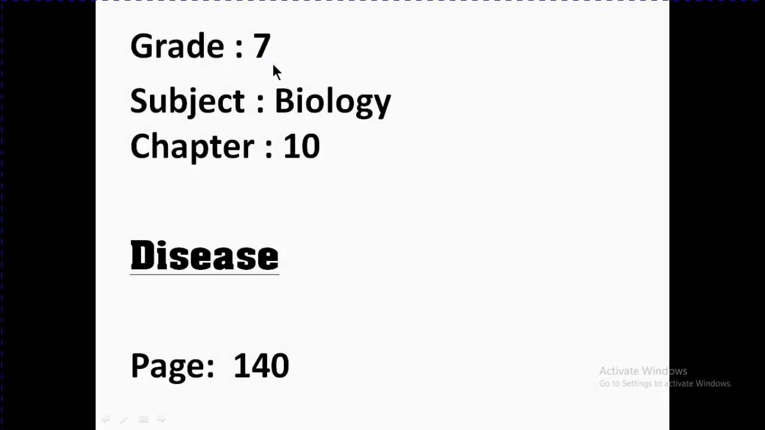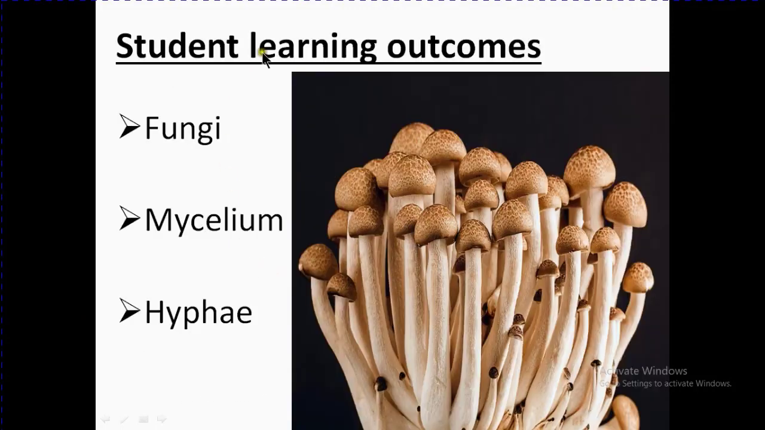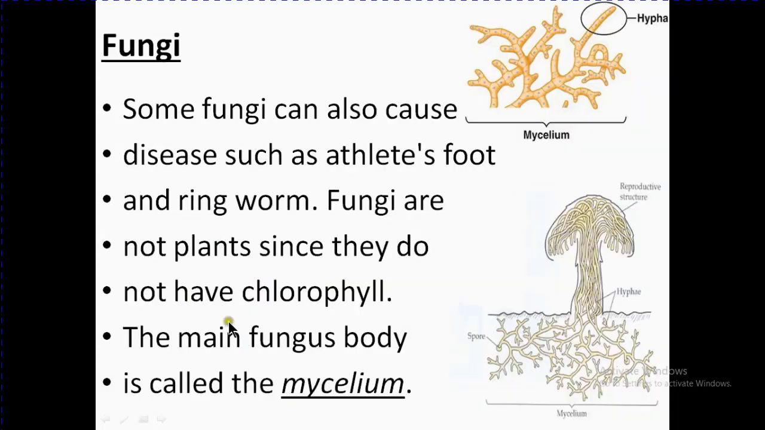Grade 7, subject biology, chapter number 10, disease, page number 140. Student learning outcomes: fungi, mycelium, hypha. So let's see one by one all the structures of fungi.